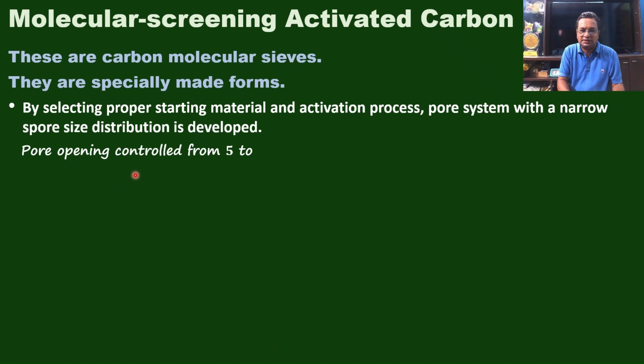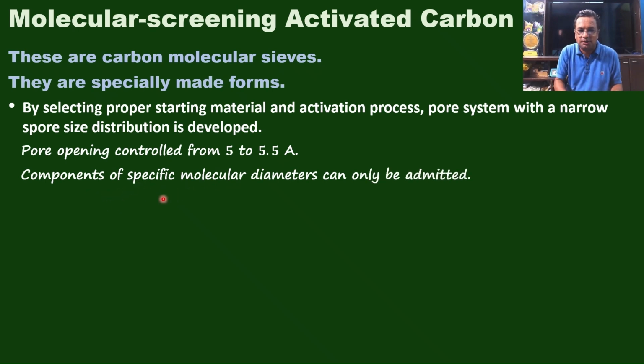The pore opening is controlled within 5 to 5.5 angstrom units, that is, 10 to the power minus 10 meter. With this pore size, components of specific molecular diameters can only be admitted. So you will be able to allow only those components having diameters less than some specific value.